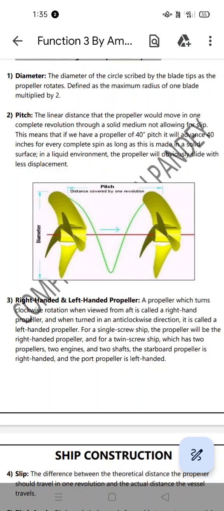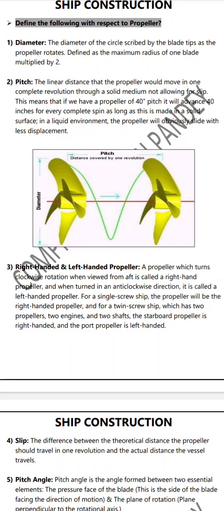Pitch is defined as the linear distance traveled by the propeller in one rotation, considering it is in a solid medium, not allowing for slip. This means that if I have a propeller with a pitch of 40 inches, it will advance 40 inches for every complete spin. In a liquid medium, the propeller will always slide, with less displacement.